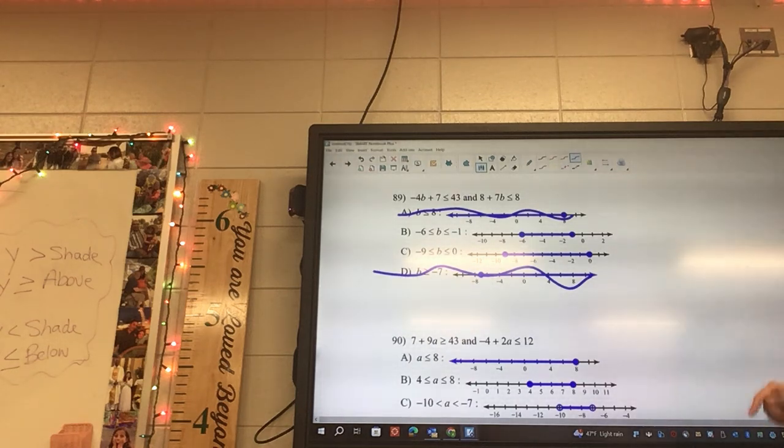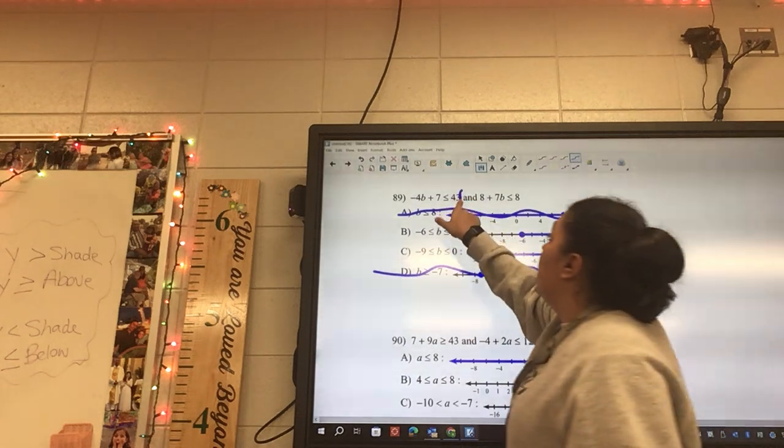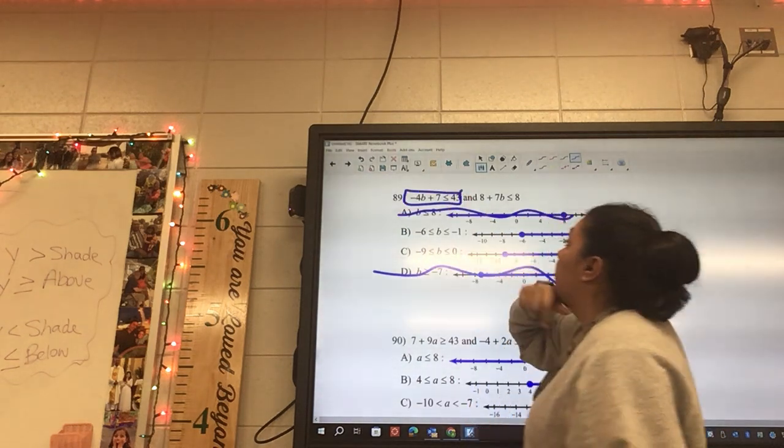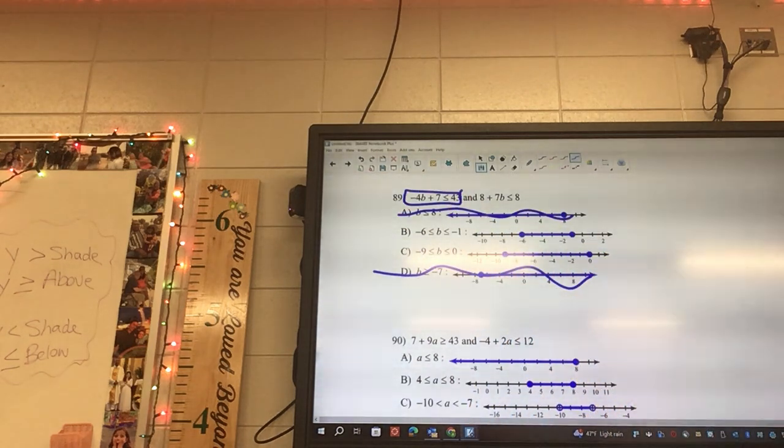So this very first one, who's the kid? 43. 47. Okay, so what is 43 minus 7? 36 divided by negative 4. Negative 9. So which one of these has a negative 9 in it?